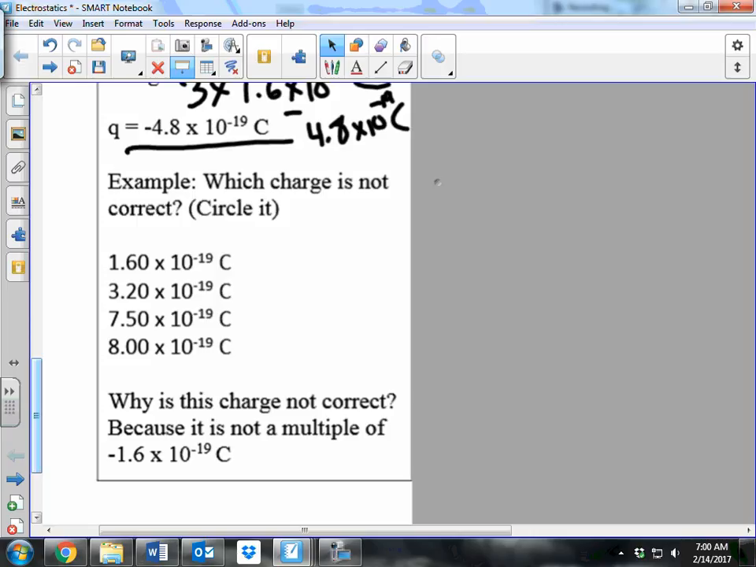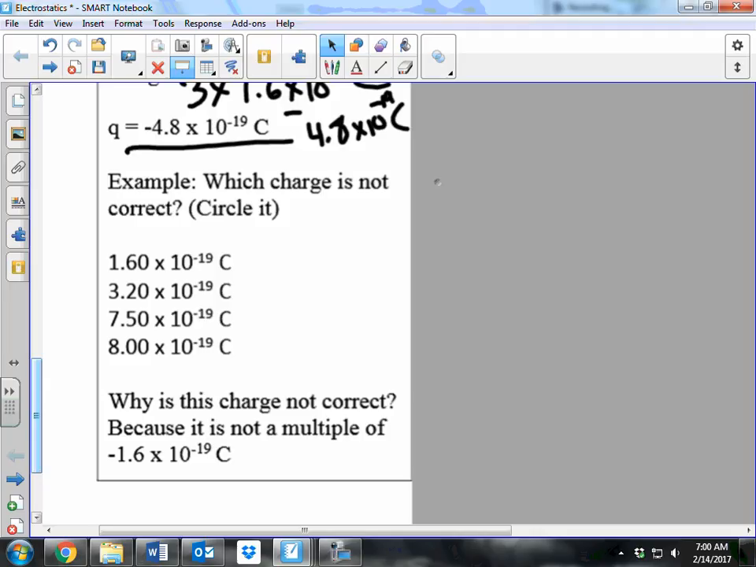But first, an example: which charge is not correct? Now remember, if charge is quantized, which means you can only have whole numbers of the elementary charge, and by whole numbers I mean multiples of that 1.6 times 10 to the negative 19. Which charge is not correct? Which one can't exist? And this is actually a Regents question.